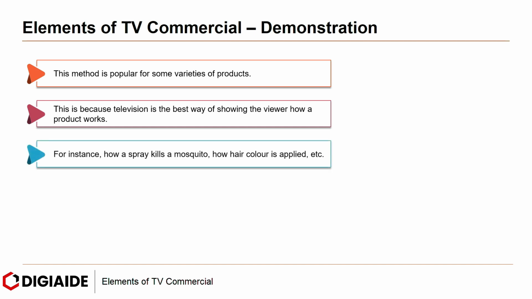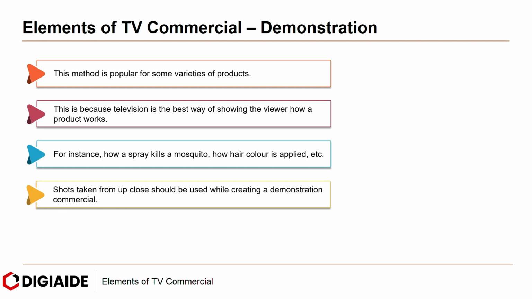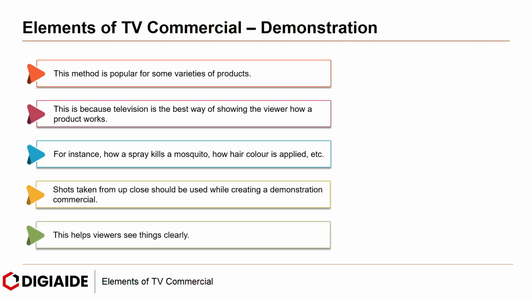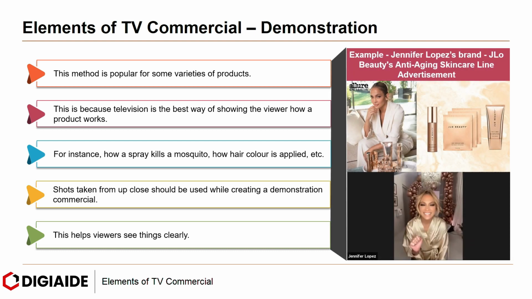For instance, how a spray kills a mosquito, how hair color is applied. Shots taken from up close should be used while creating a demonstration commercial. This helps viewers see things clearly. Example, Jennifer Lopez's brand JLo Beauty anti-aging skincare line advertisement, where JLo herself is demonstrating how to apply the product.